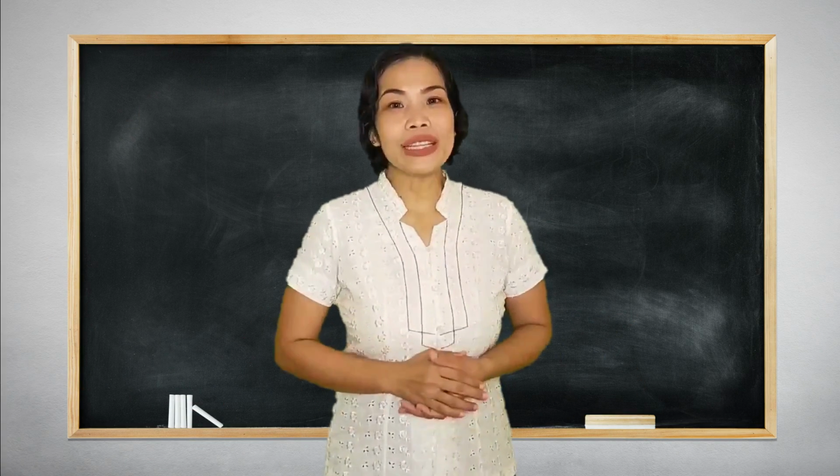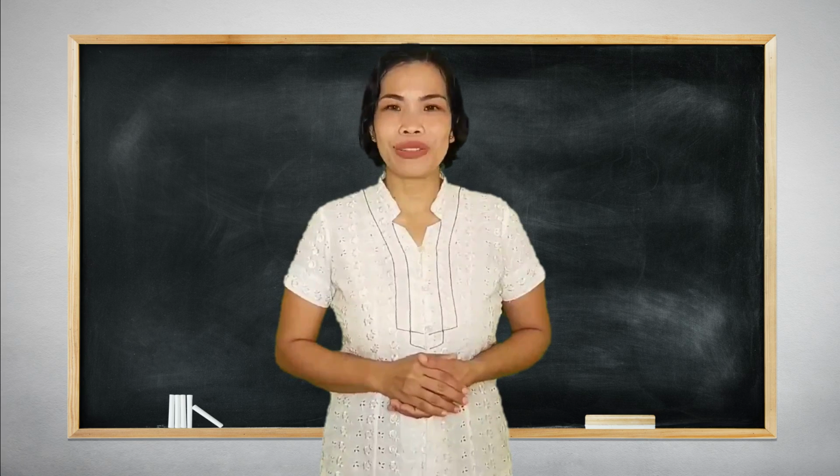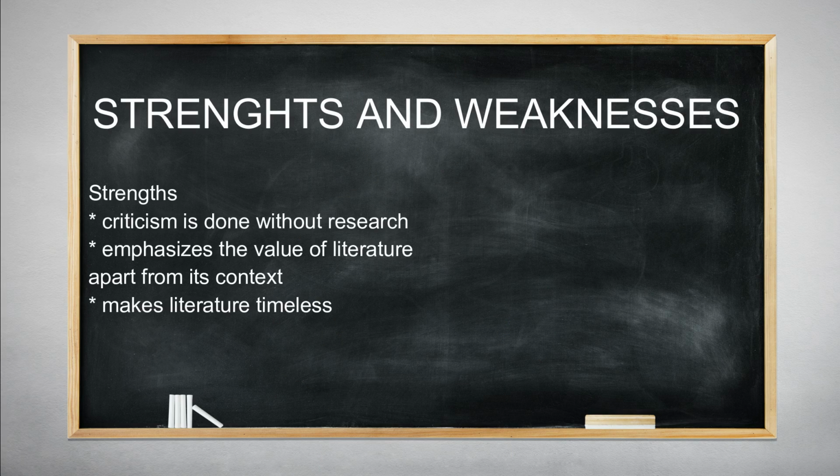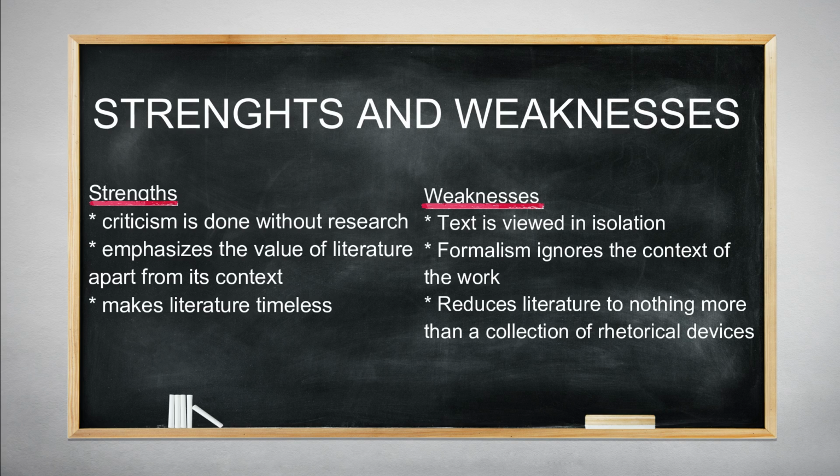What are the strengths and weaknesses of a formalist literary approach? Strengths. Criticism is done without research. Emphasizes the value of literature apart from its context. Makes literature timeless. Weaknesses. Text is viewed in isolation. Formalism ignores the context of the work. Reduces literature to nothing more than a collection of rhetorical devices.